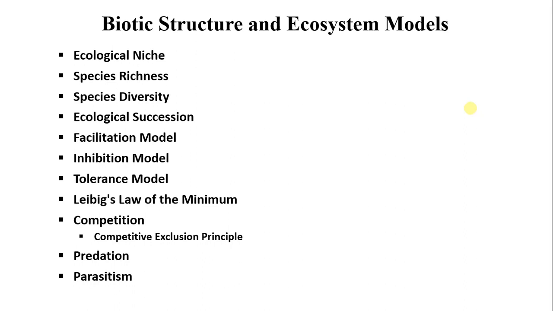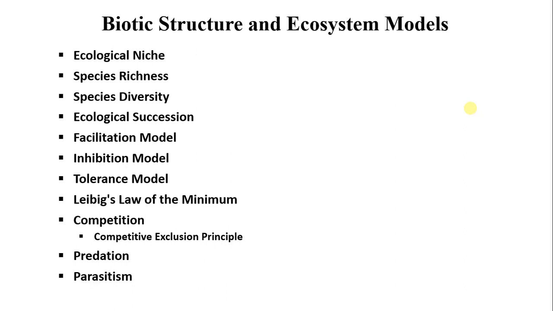Ecological succession is just a community change over time. It is the facilitation model that describes it more, which says that each community modifies the environment, making it suitable for the next community until a climax community is formed. So, ecological succession is that change that takes place over time until a climax community is formed. And this facilitation model says that a community modifies the environment, making it suitable for the next community until that climax community is formed. Now, what is the inhibition model?